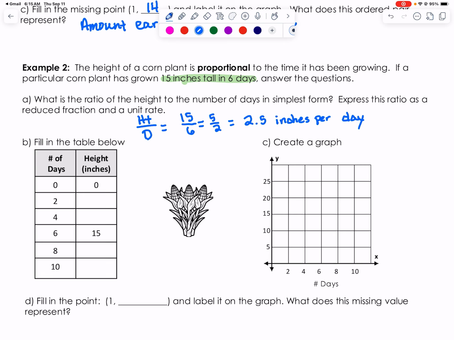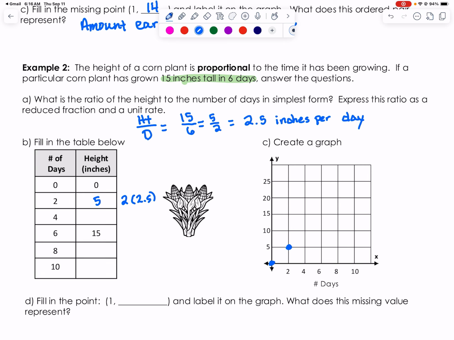So in problem B, they want us to fill in the table. So we have 0 days, we had a height of 0 inches. After 2 days, if it was growing 2.5 inches per day, if I double 2.5, the corn would be 5 inches. So I'm going to plot those 2 points. I have a point at 0, 0, and for 2 days, we have a height of 5 inches.